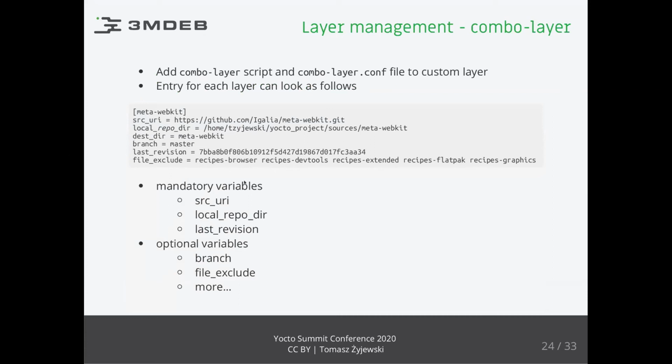From the mandatory variables, we have the src_uri, which points to the sources from which we will be fetching our meta layer. Then we have local_repo_dir, which is the path to the directory where the layer will be cloned. And then we have last_revision, which points to the revision we want to use. From the optional variables, we have, for example, the file_exclude variable. We can give the path to the directory from which we don't want to use any files.